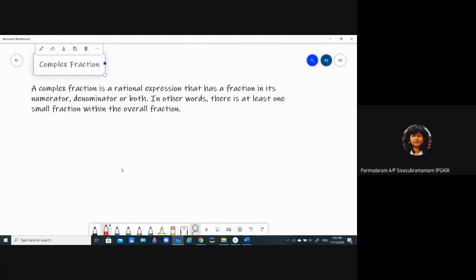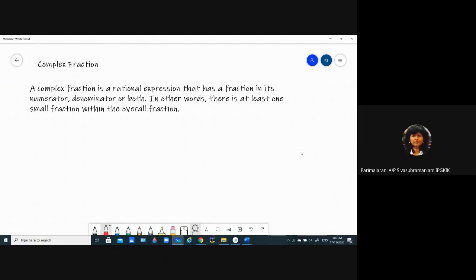Okay, complex fraction. A complex fraction is a rational expression that has a fraction in its numerator, denominator, or both. In other words, there is at least one small fraction within the overall fraction. A fraction in a fraction. That is what we mean by complex fraction. Okay, I'll give you an example here. Examples of complex fractions.